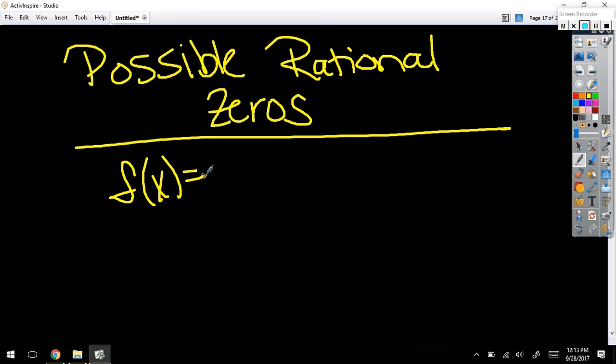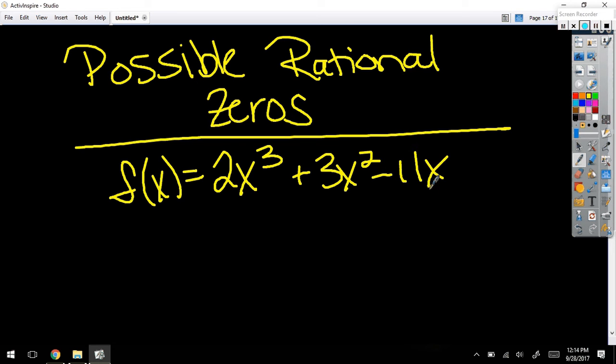Let's say I gave you 2x cubed plus 3x squared minus 11x minus 6. Okay. Possible rational zeros, or PRZs as I like to call them, come from a combination of the leading coefficient. Now what's the leading coefficient here? 2. And the constant, what's the constant? 6, right? If you list out all the factors of each one of those.